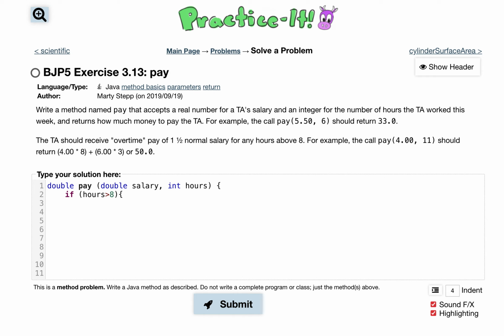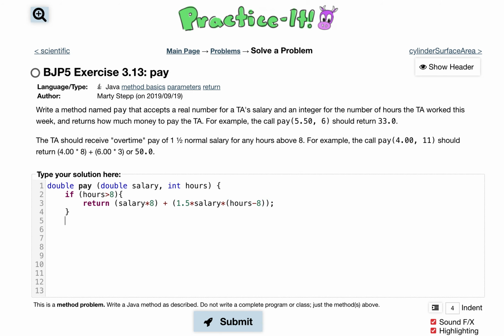So if hours is indeed above 8, then you want to return, and let's just follow this formula right above here. It returns the salary, which in the example case is 4, times 8, because they're always going to be working more than 8 hours, so we just have to return the salary times 8, plus 1.5, which is the pay of 1.5 normal salary for any hours above 8, times salary, times hours minus 8. That's pretty simple, and that's for the overtime hours.